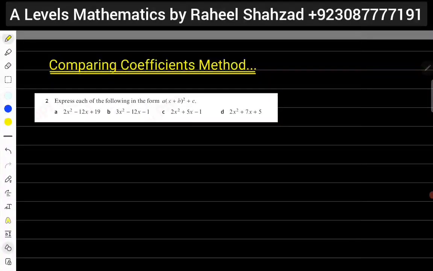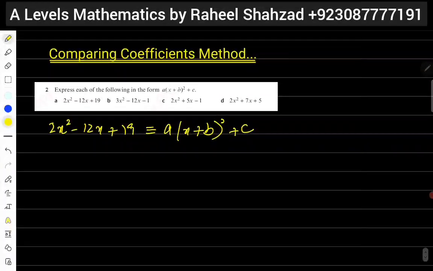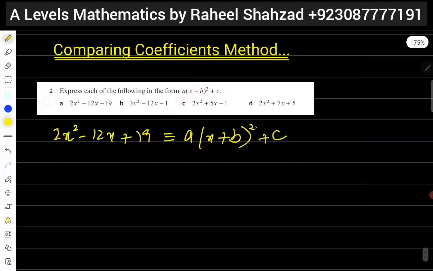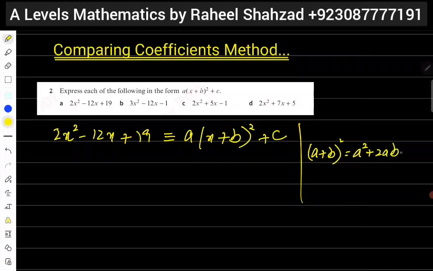The second method of expressing a quadratic expression into complete square form is the comparing coefficient method. So what happens in this is, for example, we have 2x square minus 12x plus 19, and we are asked to express it as a x plus b whole square plus c, right? So now what we do is on the right hand side we are going to open it, using a plus b whole square. So we know that a plus b whole square is equal to a square plus 2ab plus b square.